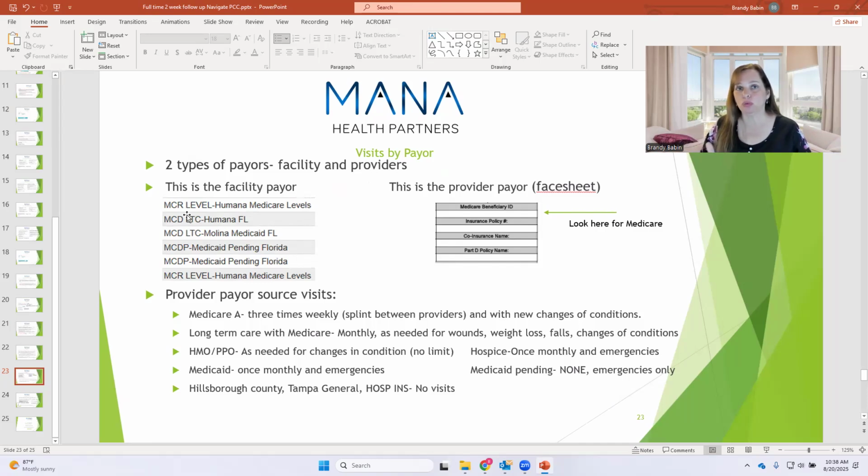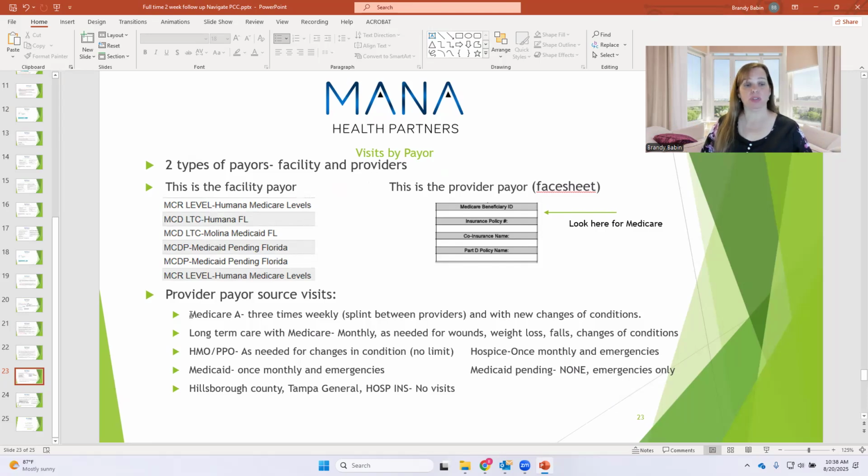So if you put the wrong place of service, it's not like you can say, oops, let me fix it and send it back out. They will reject that claim. So anything that says Medicare, Medicare level, Medicare A, Medicare Advantage, that is an SNF. All of the rest are going to be LTC.